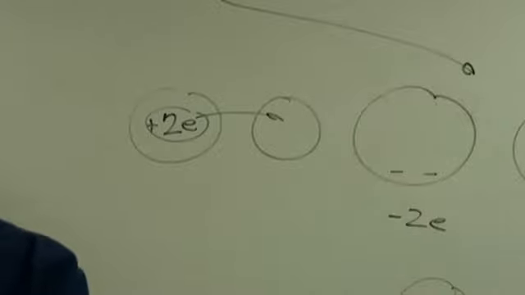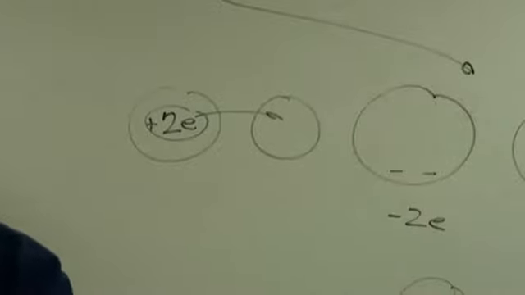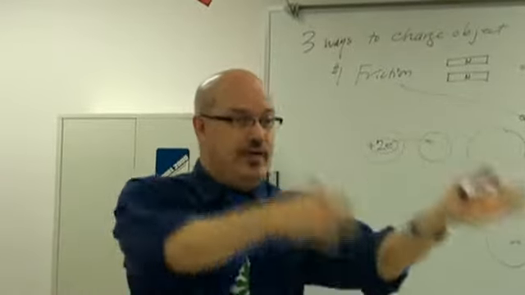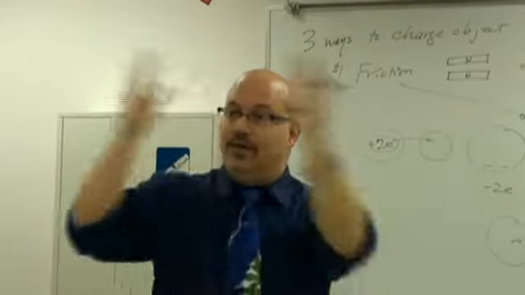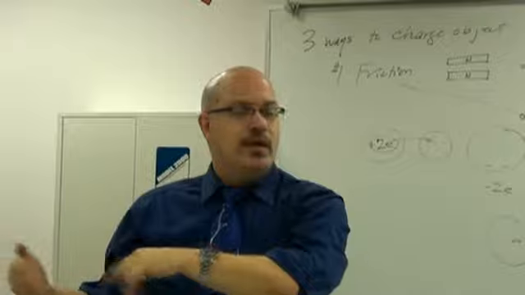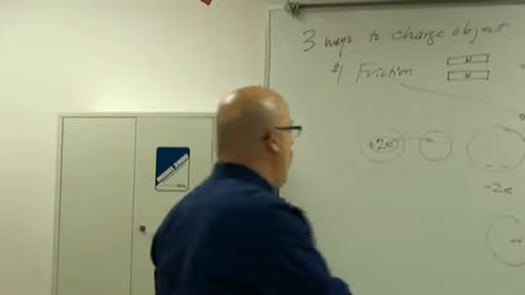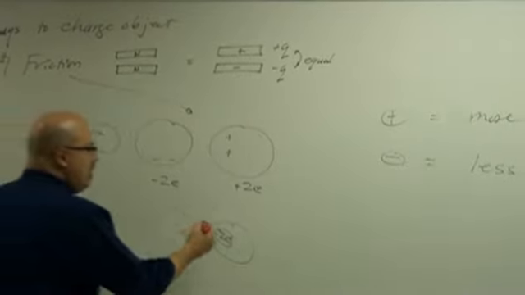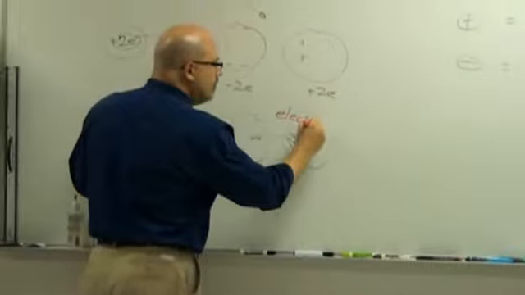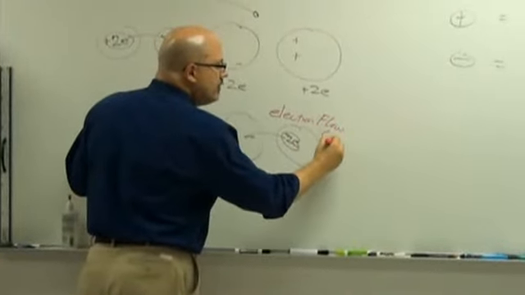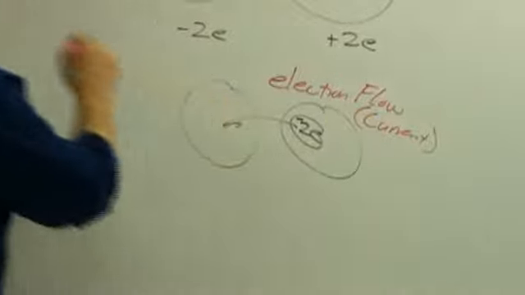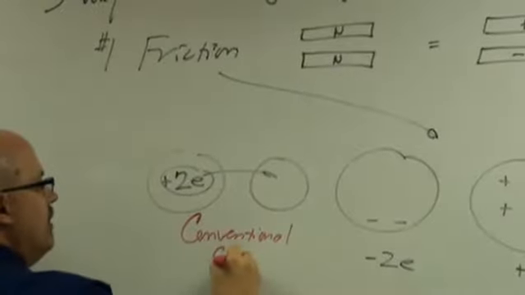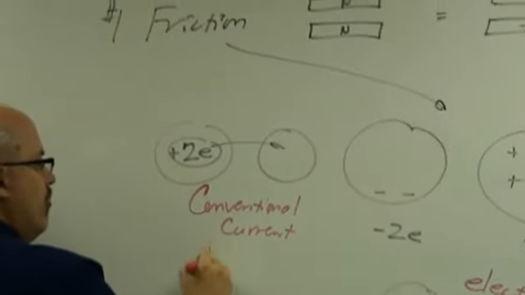Now, here's the deal. Until we understood what an atom was made of, there was no way for us to tell if it was positiveness moving this way or negativeness moving this way. Okay? Now, this gives us what we call conventional current. Now, we're not in circuits just yet, but this is what we call electron flow or current. This is what we call conventional current or proton flow.